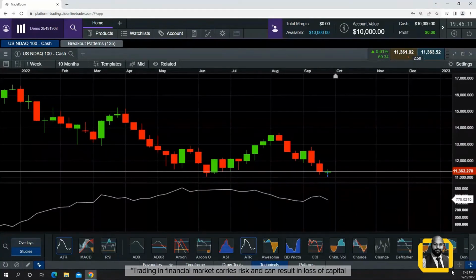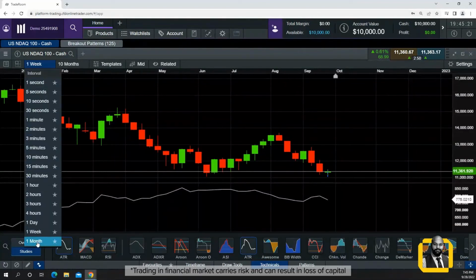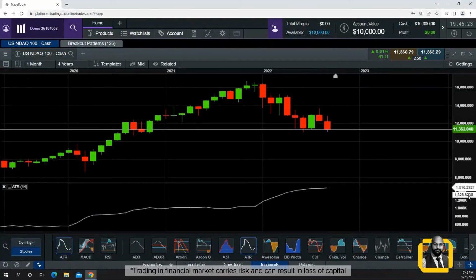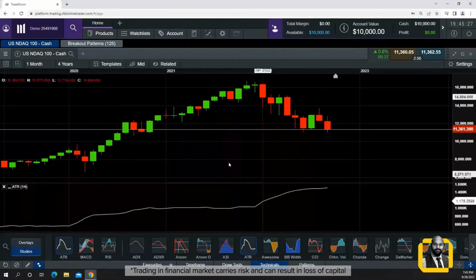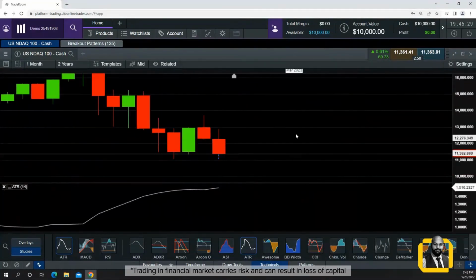Now, why is this important? It is very important, especially when we want to know if it is worth buying Nasdaq today. Because if I'm looking at Nasdaq, let's look at Nasdaq on a monthly time frame. Nasdaq in a month can move about $1,500.